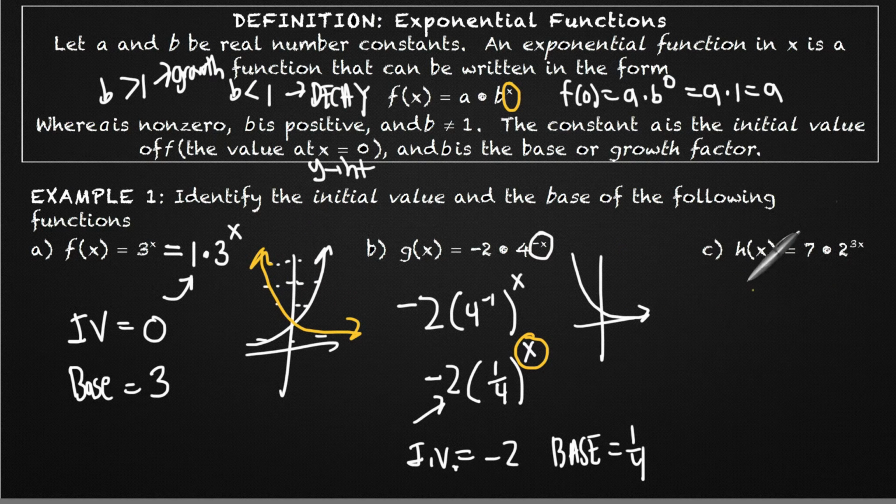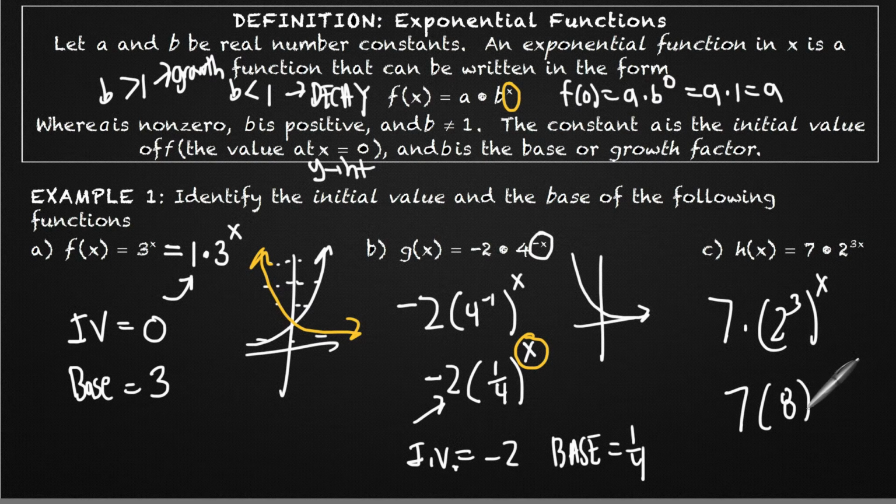All right, letter C. Once again, we cannot have 3x. We have to convert it. So 7 times 2 to the third to the x. All right, 2 to the third to the x is really 2 to the 3x. So this is going to be 7 times 8 to the x. So my initial value is 7, and my growth rate, my base, is 8.